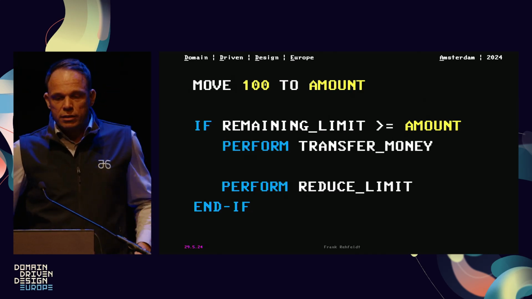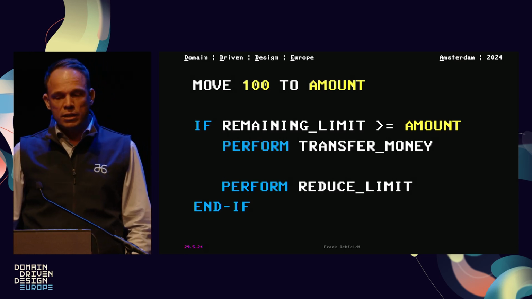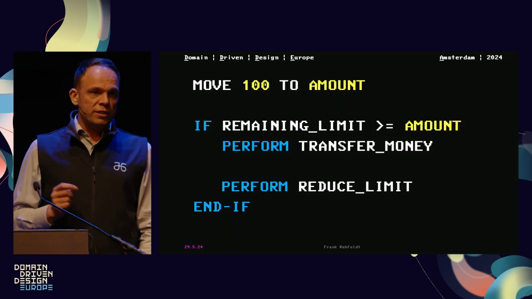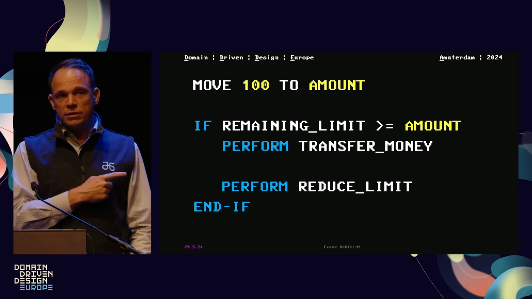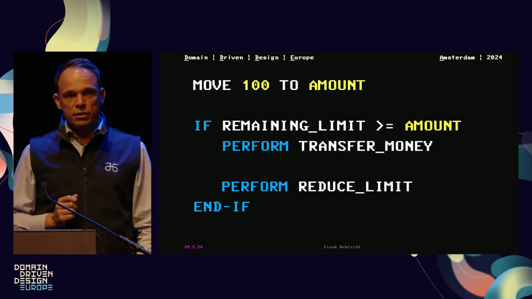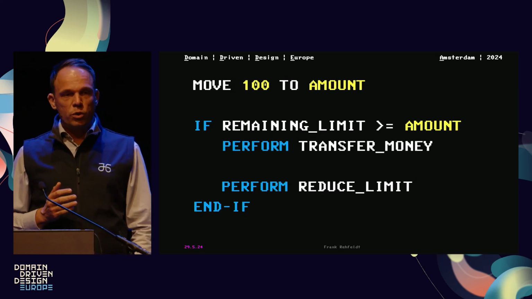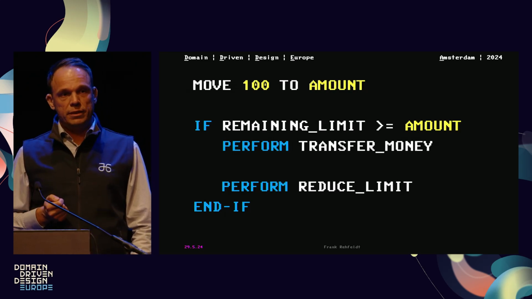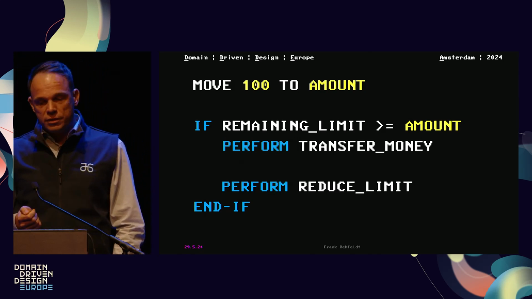We check if the remaining limit is sufficient, and if it is, we transfer the money, and afterwards we reduce the limit. And here you have to keep in mind that in the legacy system you have transactional guarantees for this piece of code. So while this code is running, you are guaranteed that no other transaction is being executed. And if, for some reason, your program crashes, all effects will be rolled back. So this is really a great abstraction for concurrency control.